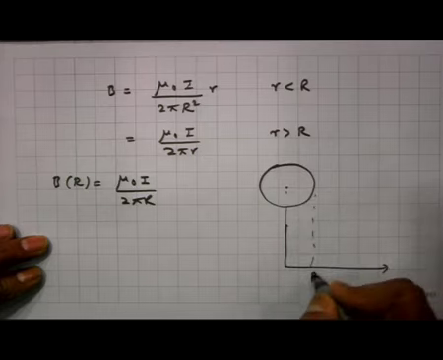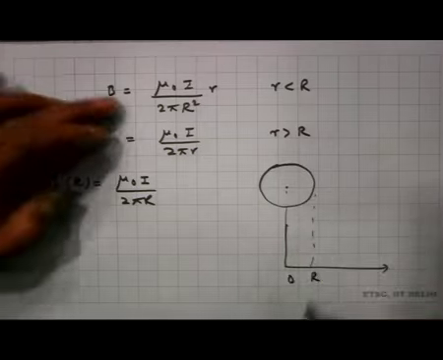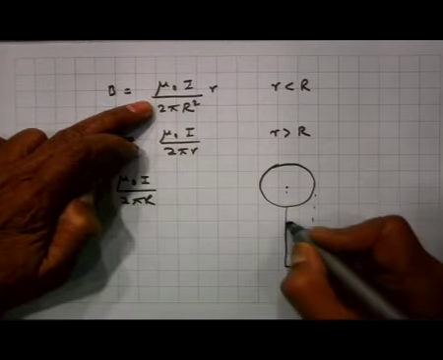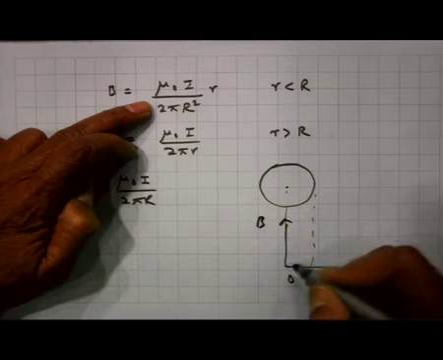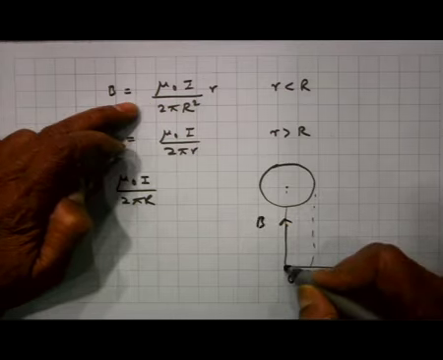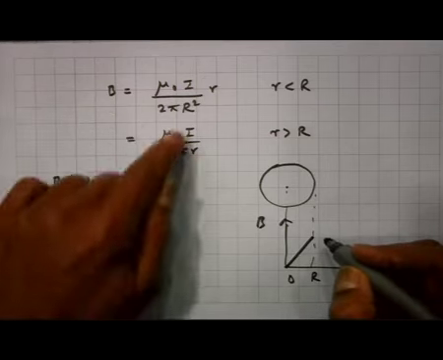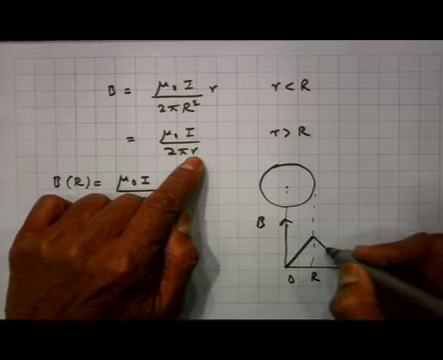So, this is r. Look at this formula. The magnetic field at r equal to 0 is 0. So, this is the magnetic field here. It increases linearly with r. So, it goes like this up to the point capital R, and then it decreases as 1 by r.